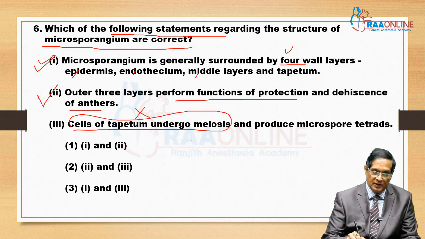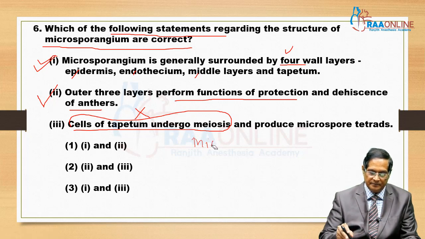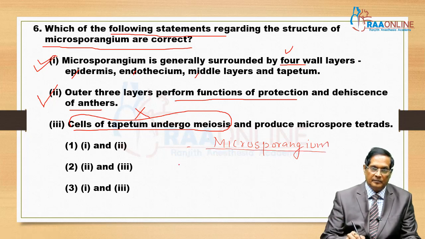In the microsporangium, let's say, the sporogenous tissue is present inside the tapetum, just below the tapetum.